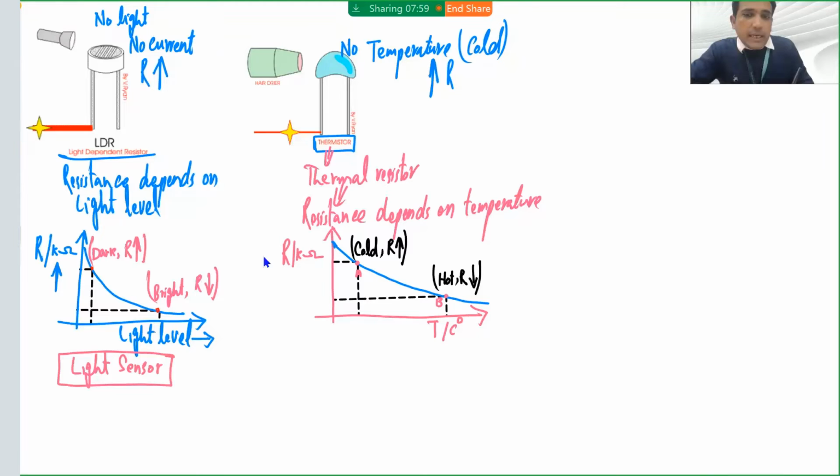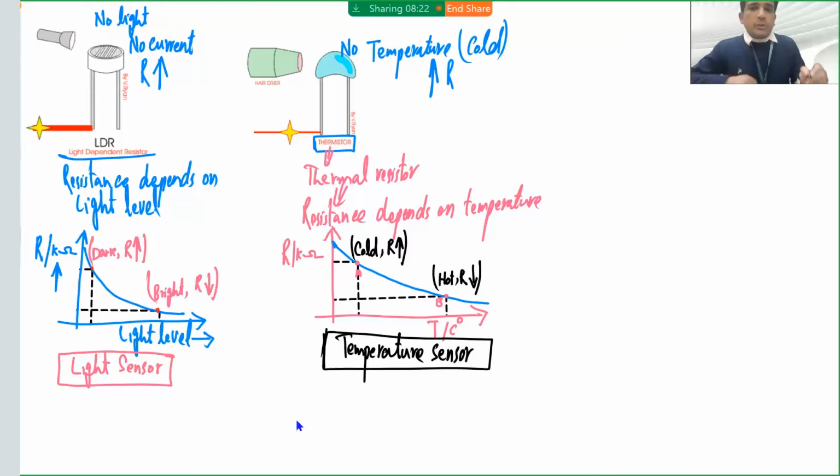Now you see, as the resistance of this component changes with temperature, it simply means that we can use this one as a temperature sensor because this can sense changes in temperature. So this can be used as temperature sensor. These points you need to understand about thermistor and you need to understand about LDR.